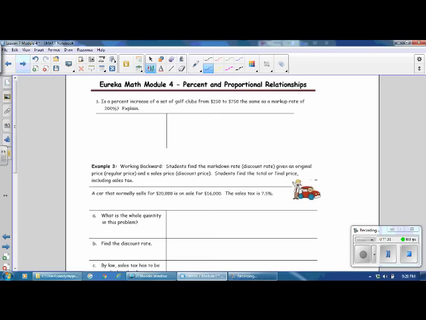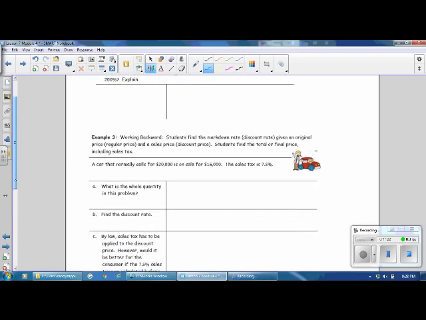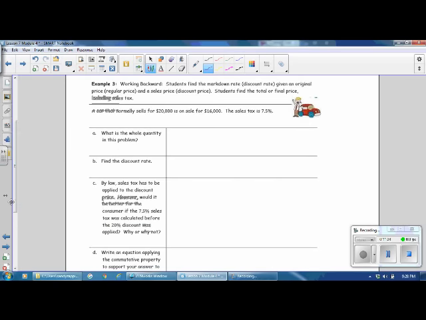All right, so we're going to go ahead to example 3, working backward. Students find the markdown rate, which is the discount rate, given an original price, which is the regular price, and the sale price, the discount price. Students find the total or final price, including sales tax. So this is working backwards because we know the original price and we know the sale price. And we are looking to find out what was that discount rate. Was it 10%, 20%, 30%?